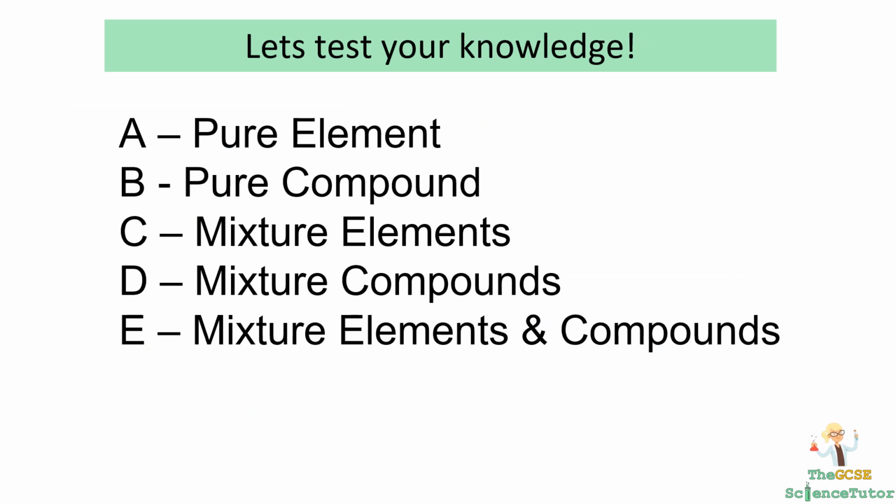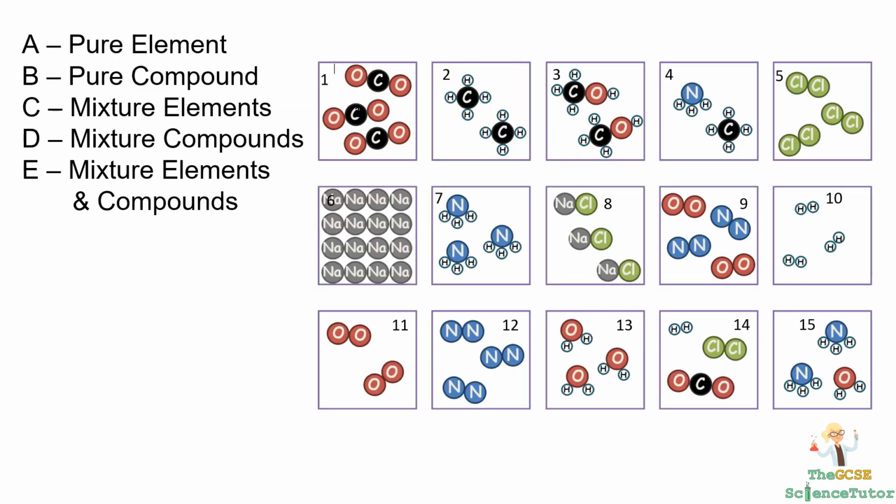So let's do another quiz. Make a list of the numbers 1 to 15 in your notes, and for each of the images, write the letter that best describes the image. A, a pure element, B, a pure compound, C, a mixture of elements, D, a mixture of compounds, and E, a mixture of elements and compounds. Pause the video now, and I will go through the answers on the next slides.